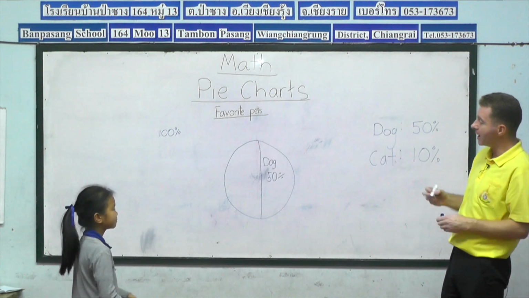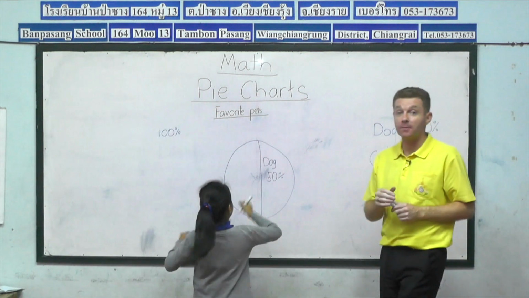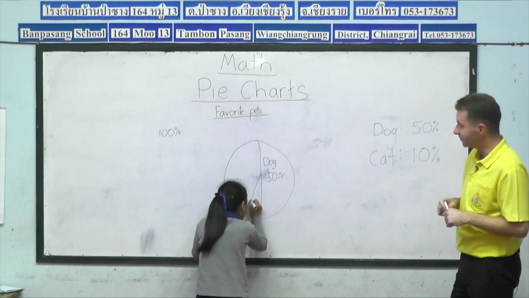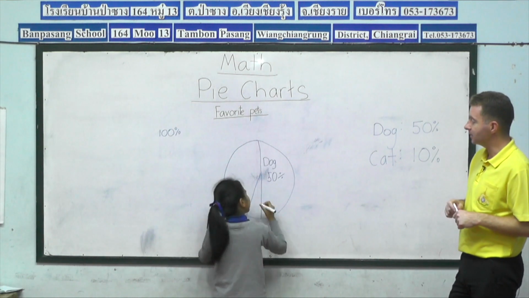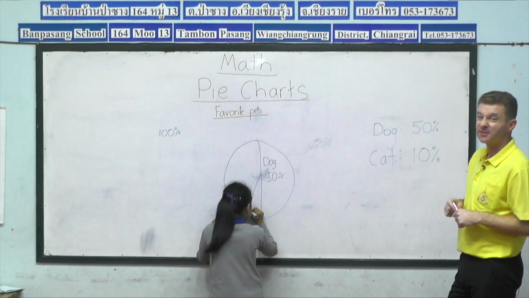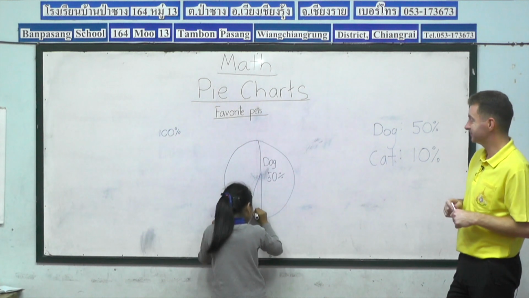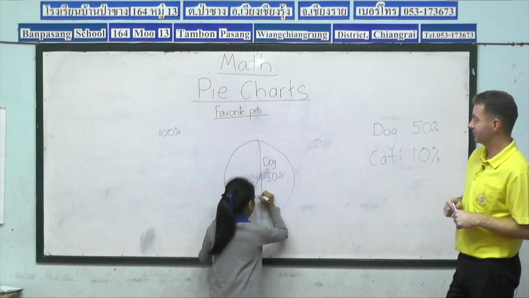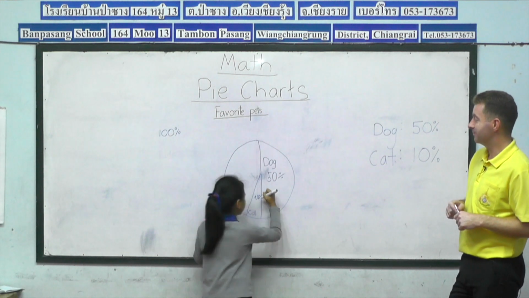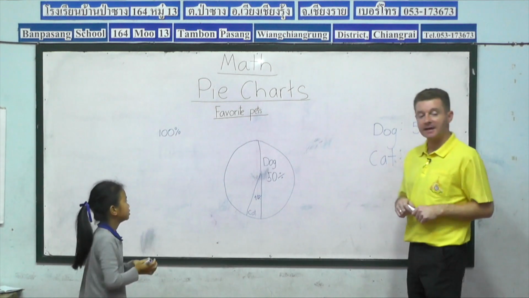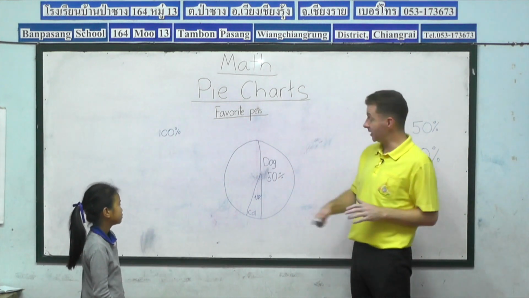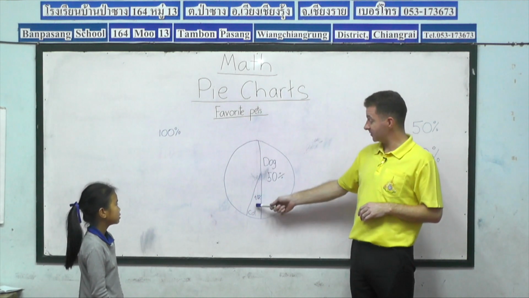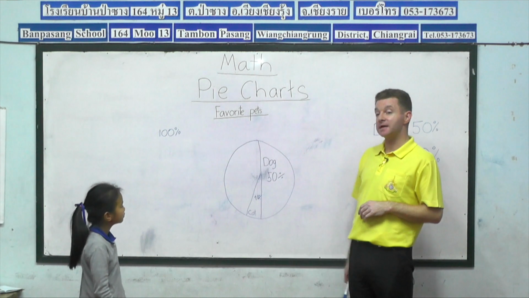So can you show how to do a slice of the pie for 10% for cats? Excellent. Always starting in the middle, and then a lot less than dogs, only 10%. Brilliant. Does that look right, guys? Looks right to me. We've got dog, how many percent? And next, Prem has drawn cat, how many percent?